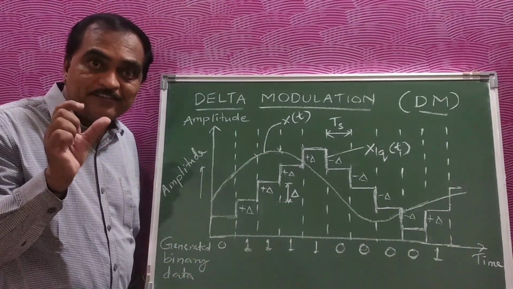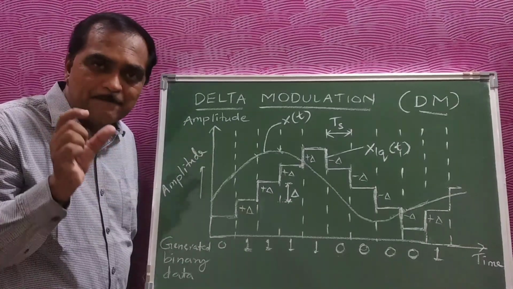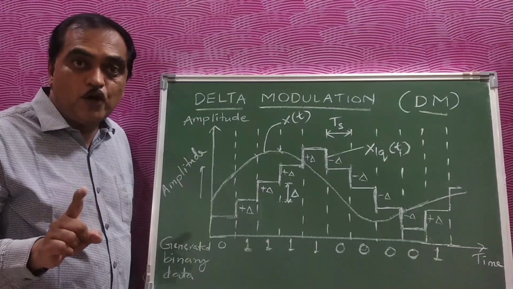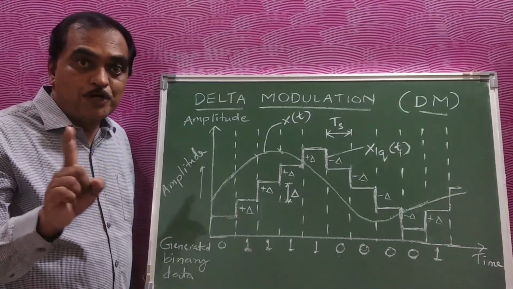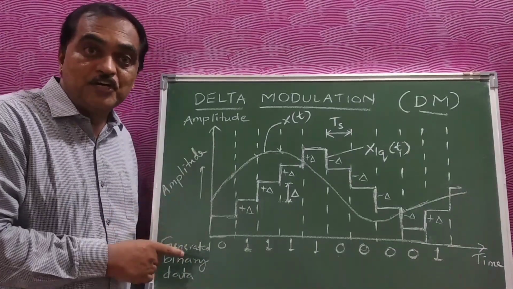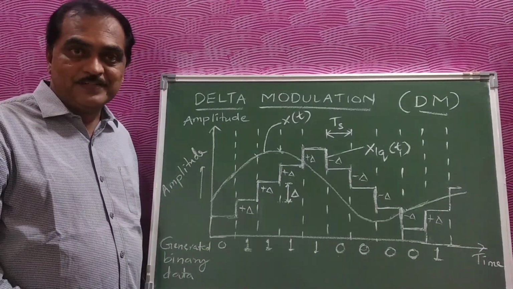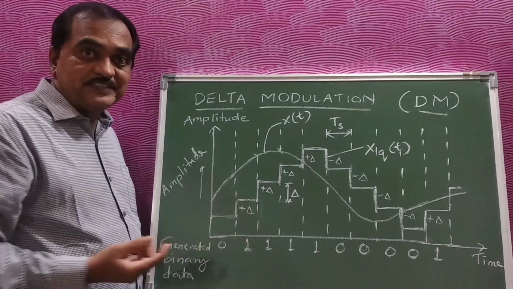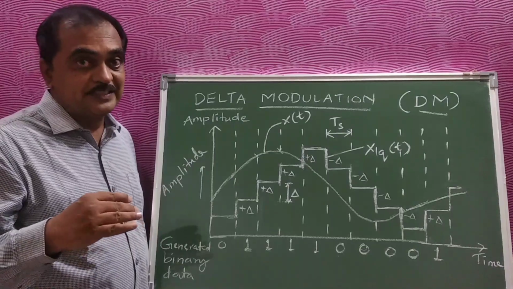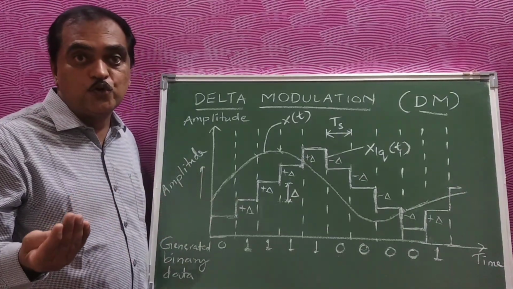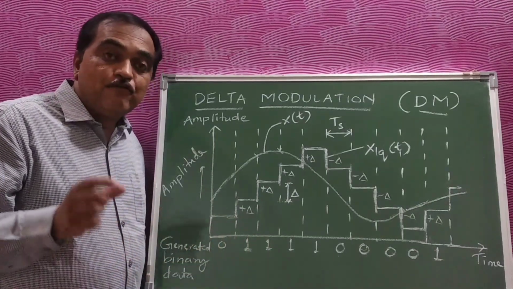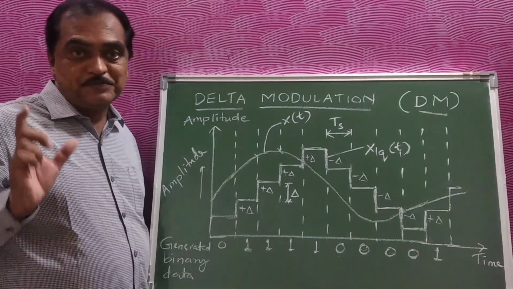For a particular sample time period, which is noted as Ts, you are going to allot one bit, not multiple bits. Multiple bits were allotted in DPCM and PCM, but here you are allotting only one bit. Every time the step is plus delta, you give logic 1. Every time the step is minus delta, you give logic 0. That means only one bit is indicated for every sample time period.